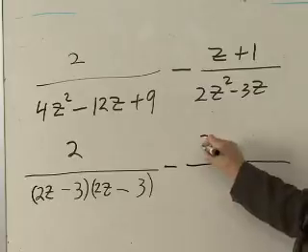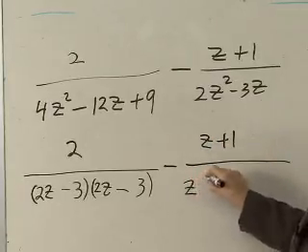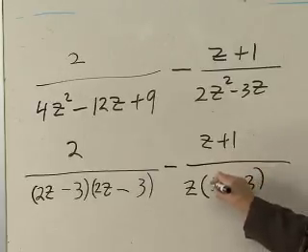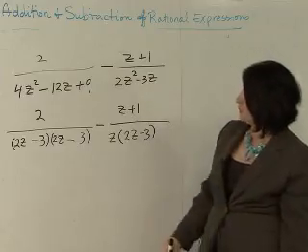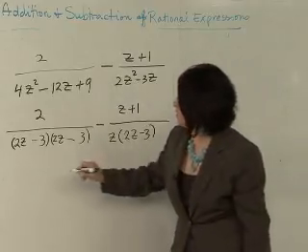And the second one, I have z plus 1, and here I pull a z out, so I have 2z minus 3. So that's how I factor it. I have a common factor. Now I'm going to look at both denominators and find out what the LCD is.